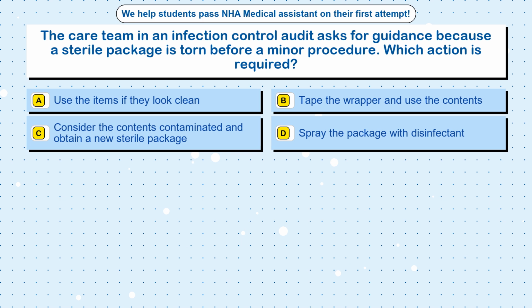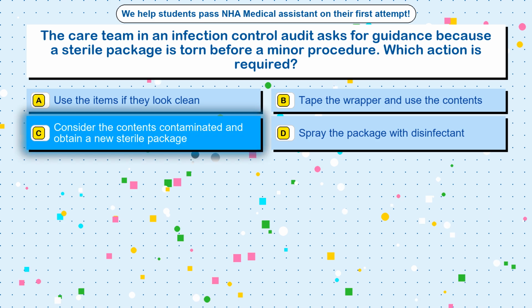Question 87. The care team in an infection control audit asks for guidance because a sterile package is torn before a minor procedure. Which action is required? Option A. Use the items if they look clean. Option B. Tape the wrapper and use the contents. Option C. Consider the contents contaminated and obtain a new sterile package. Option D. Spray the package with disinfectant.